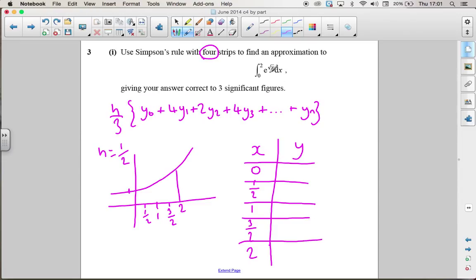And I'm going to work out my y values. So I'm going to have e to the 0, we've already said is 1. E to the root half is 2.028. I'm going to save that value on my calculator, into my memory A. So I'm going to remind myself that that's where it's gone.